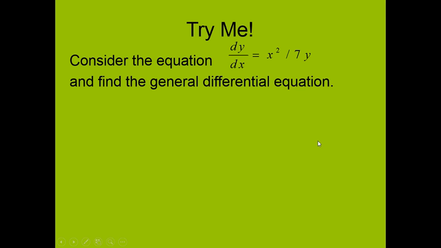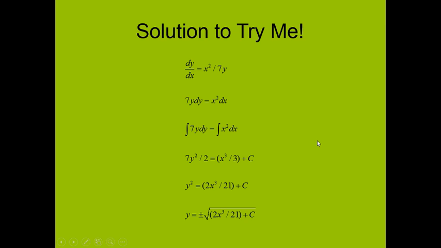And here's another example you can try. So here's the steps that you have to go through. Again, separate the variables and then integrate by using the power rule, and then solve for y in terms of x. Again, c, we don't know what that is. It's just a random constant c.